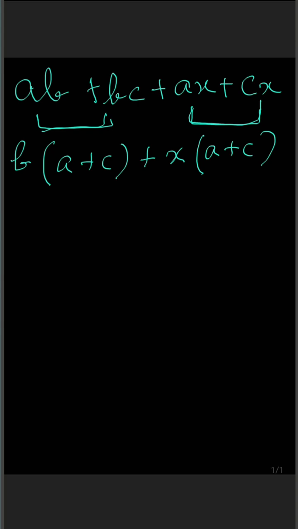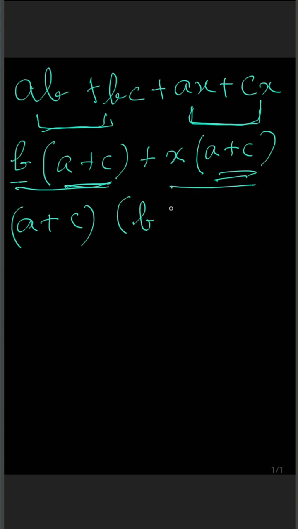Now what I have told you in this method is that first we make groups of two terms together, such that if we take any common element from these terms, we are left with some common factors. Again in the second line, if we take out A plus C, which is a common factor in these 2 terms, the second bracket we get would be B plus X. So this is the solution of our given question. This is the method of how we solve factorization questions using the grouping method.